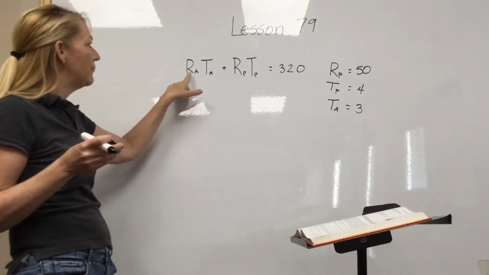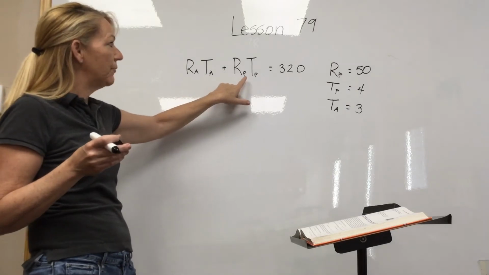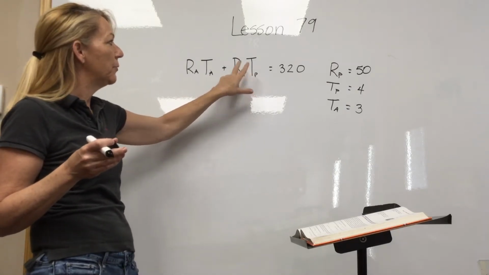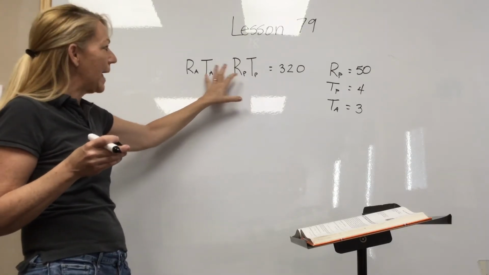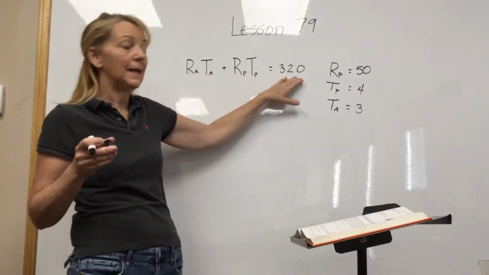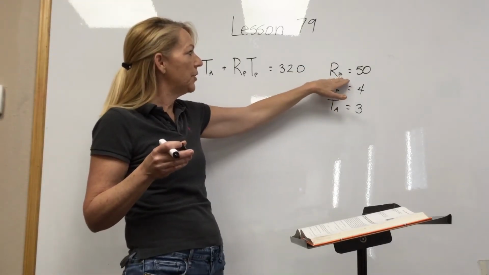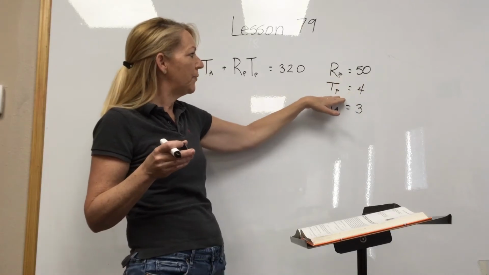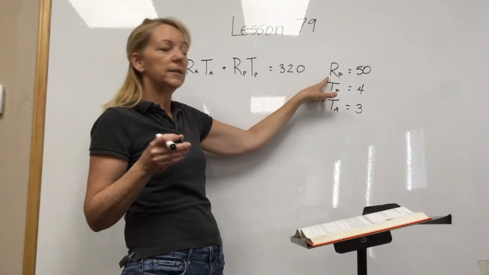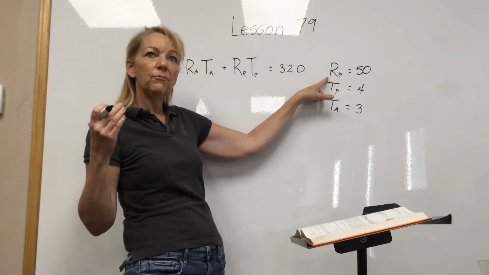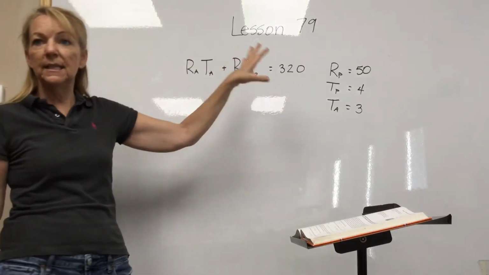So like the rate for Allie times the time for Allie plus the rate for Peter times the time for Peter. They're right next to each other, so that means multiplication, and they're separated by a plus sign. So you add those together and you get 320. Then over here, the given information is the rate for Peter is 50, the time for Peter is 4, and the time for Allie is 3. R is always representative of rate, T is for time, and then D is distance, which they're not showing in this particular equation.